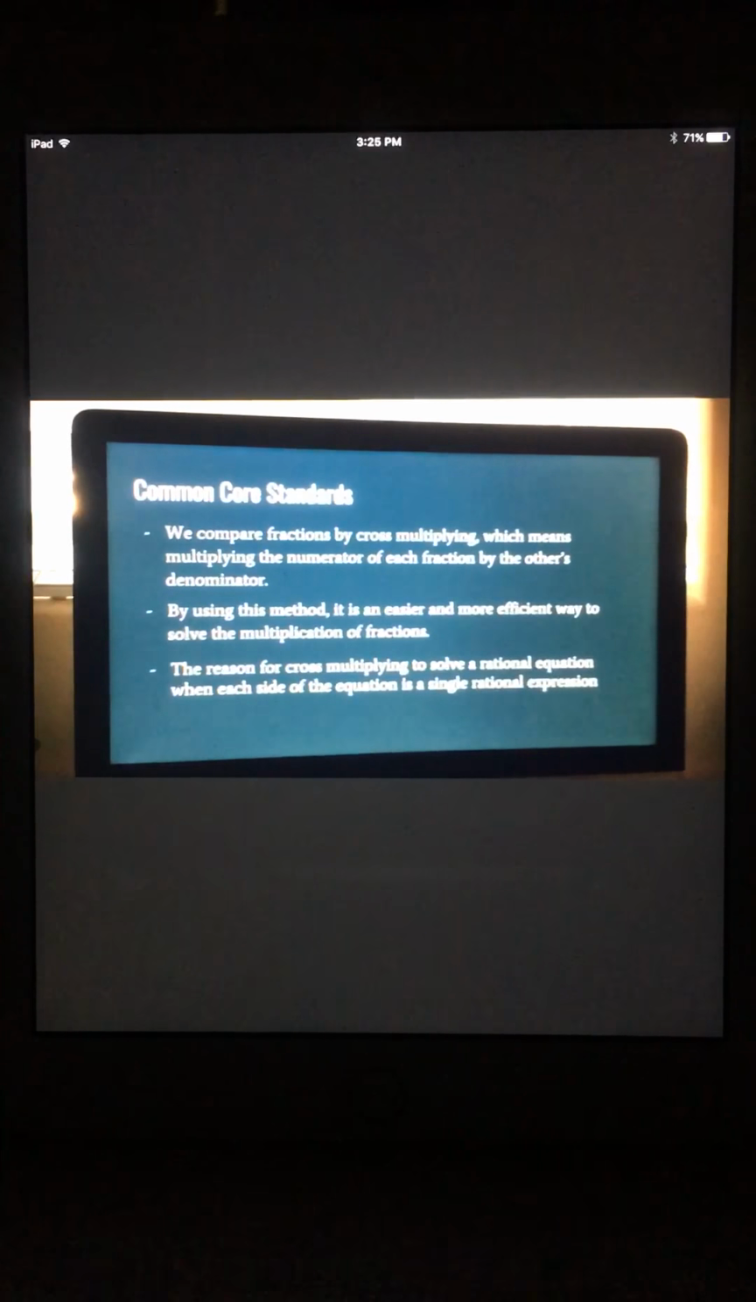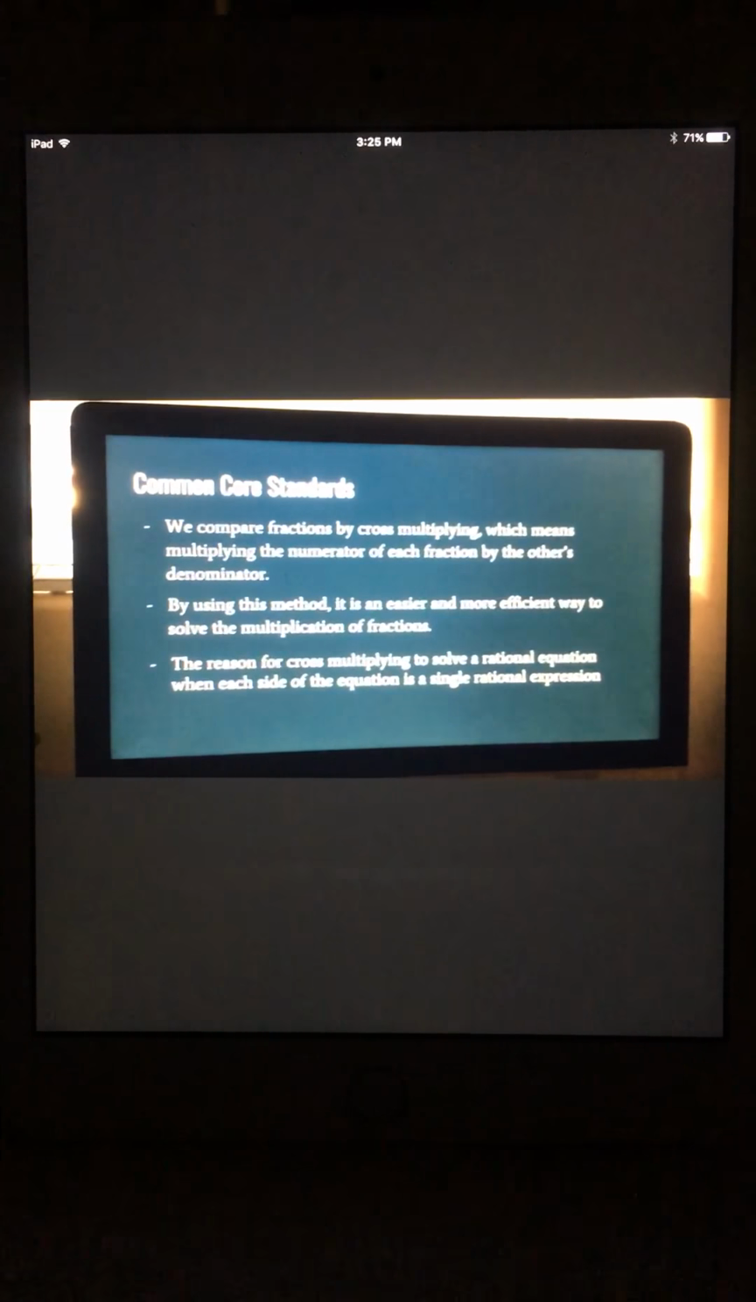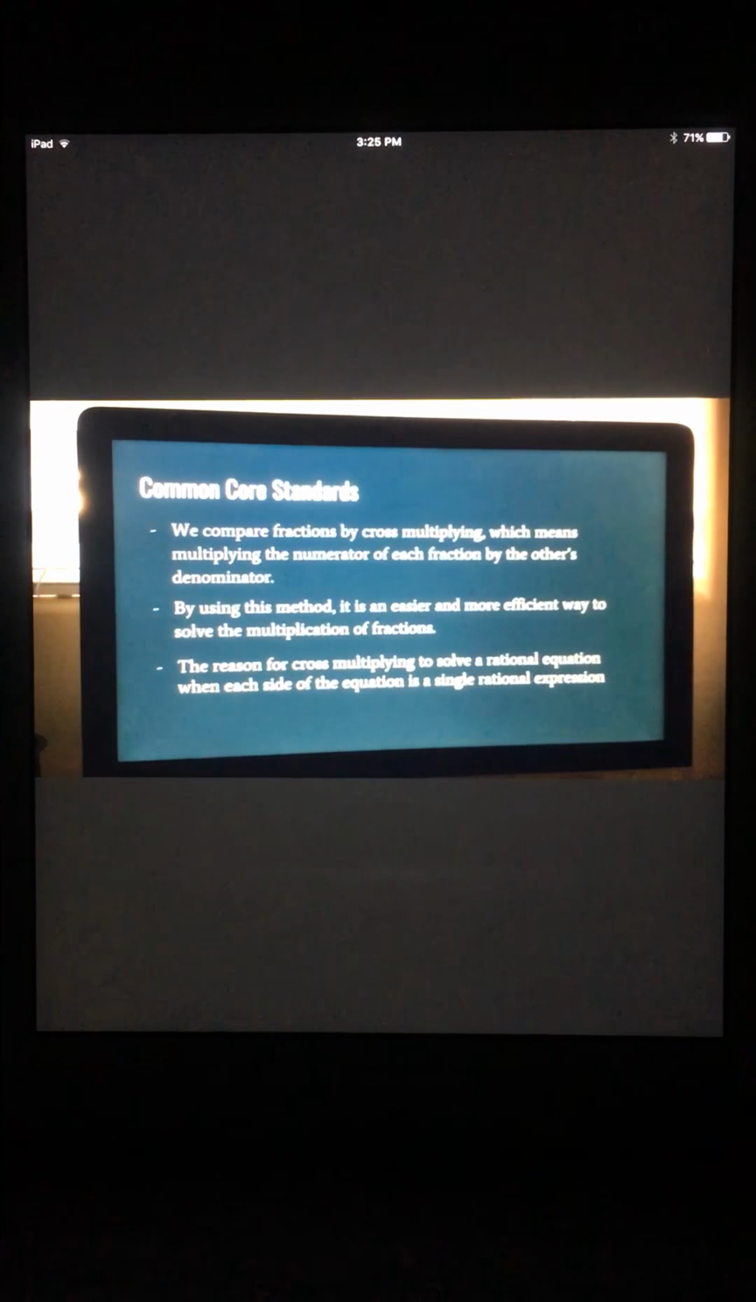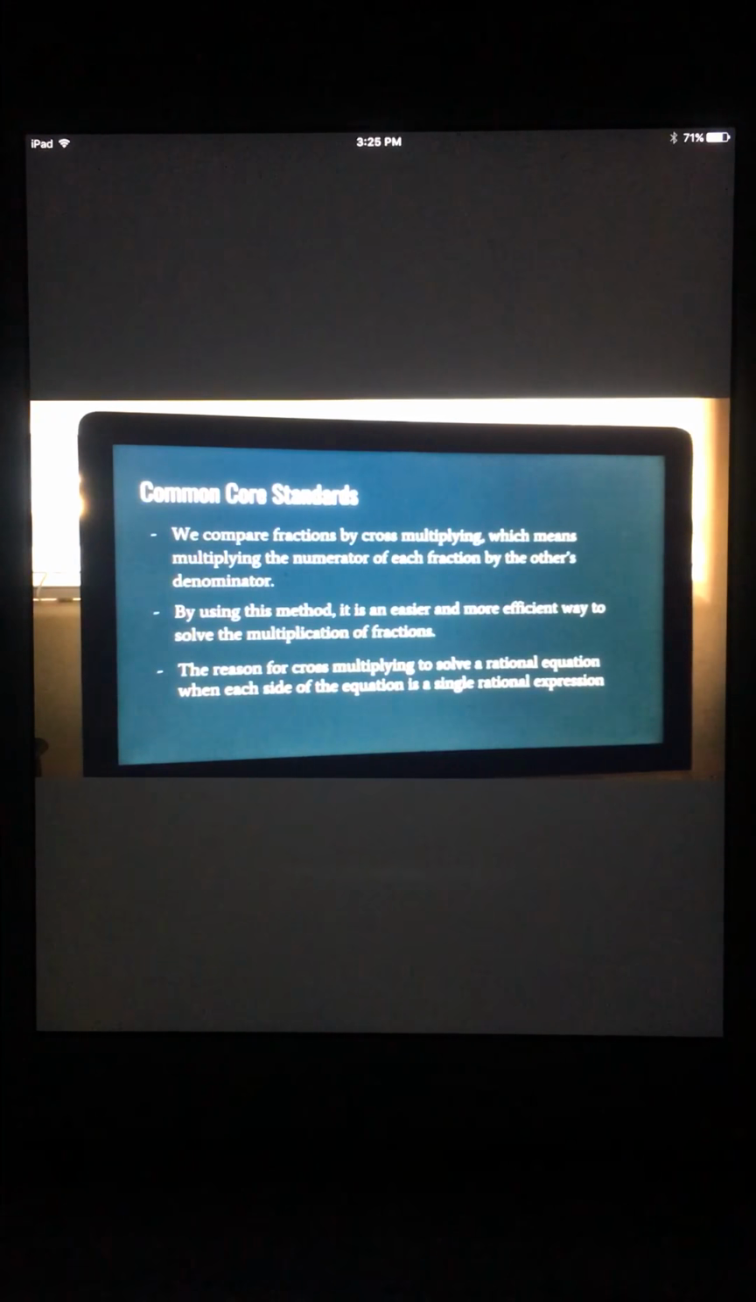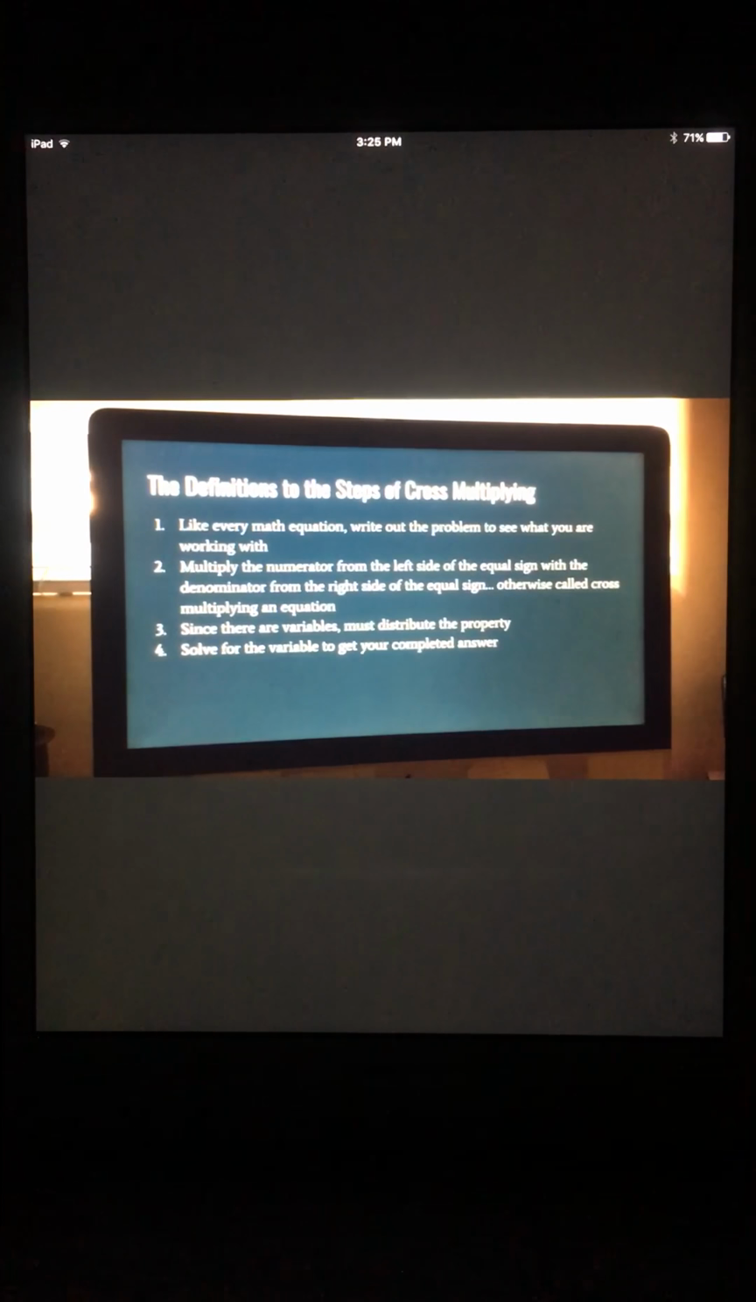And the reason for cross-multiplying is to solve a rational equation when each side of the equation is a single rational expression. Now, the definitions to the steps of cross-multiplying.